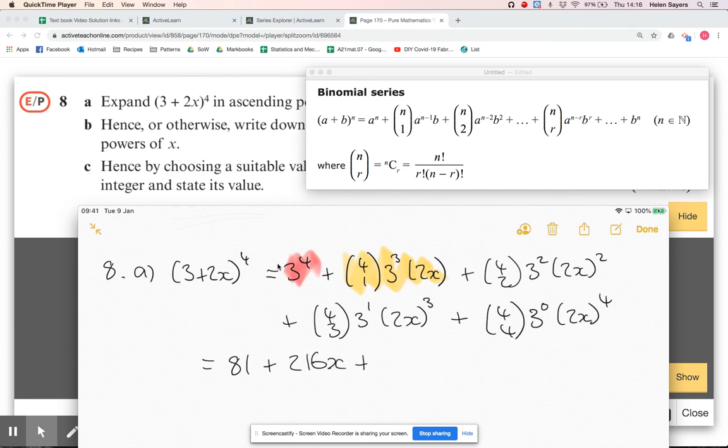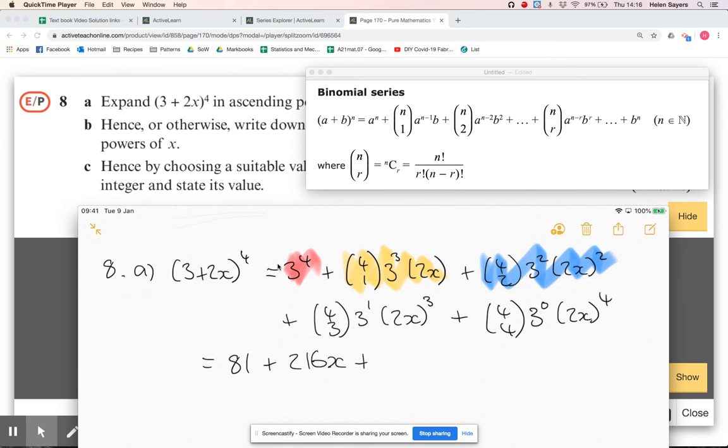My x squared term is going to be 4 choose 2 times 3 squared. Then be really careful that you do have those brackets there, because that 2 is getting squared as well. So it's 4 choose 2 times 3 squared times 2 squared. Oh, sorry, I typed something wrong in there. So I'm getting that as another 216.